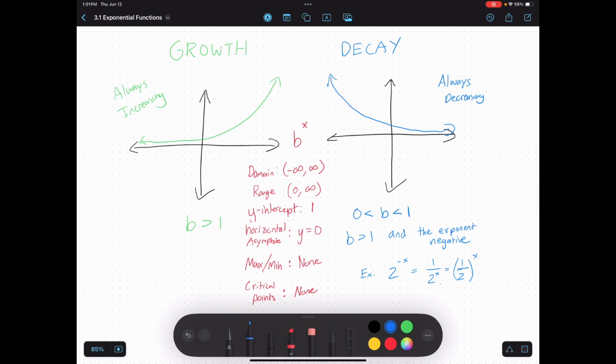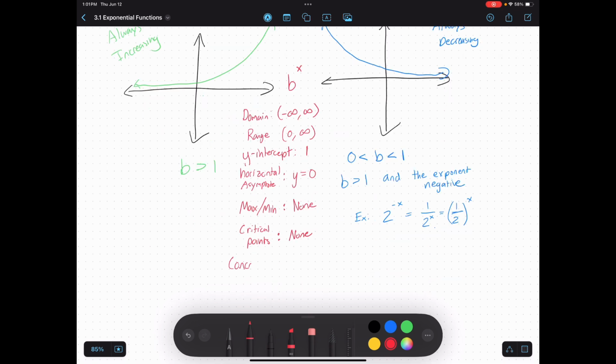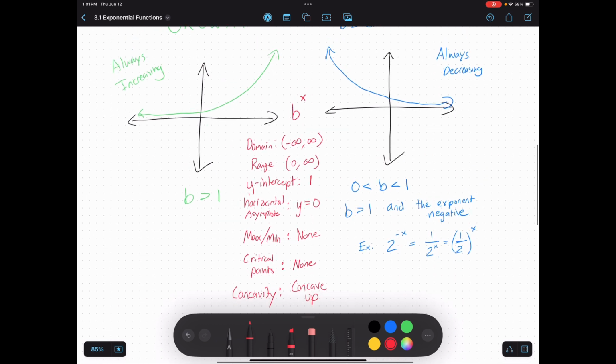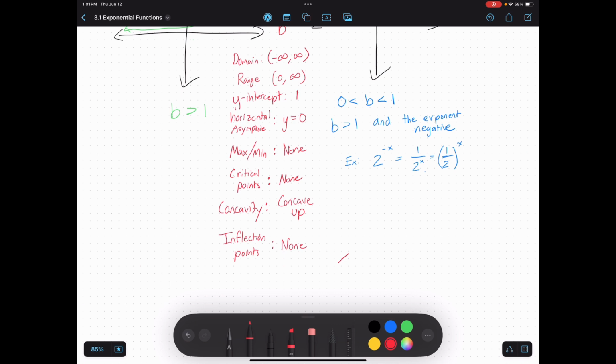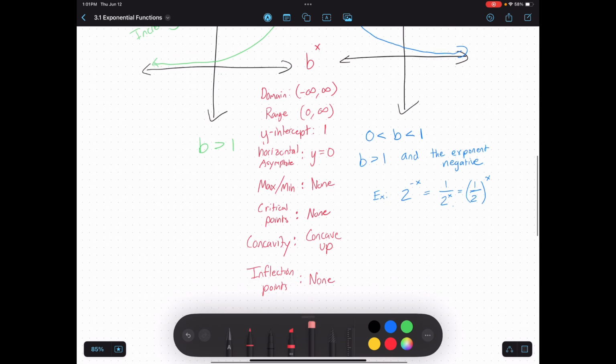What about concavity? Both functions are concave up. They both have upwards curvature. So what does that mean about inflection points? There are no inflection points. And this is true for all exponential functions, all basic exponential functions.